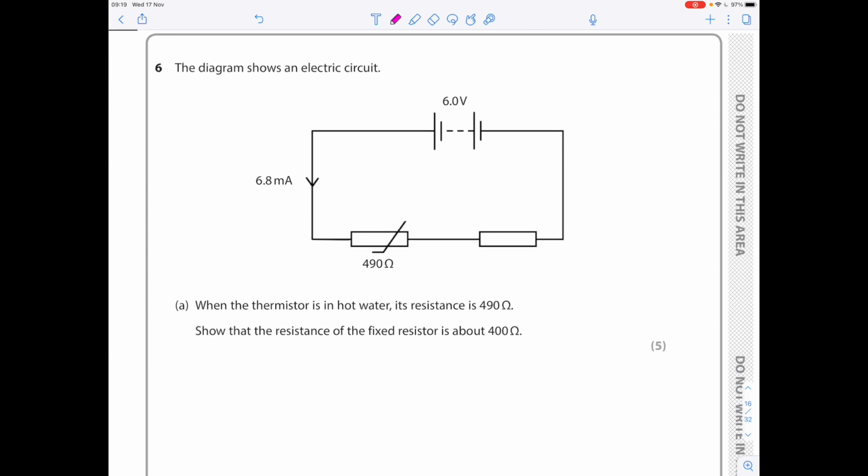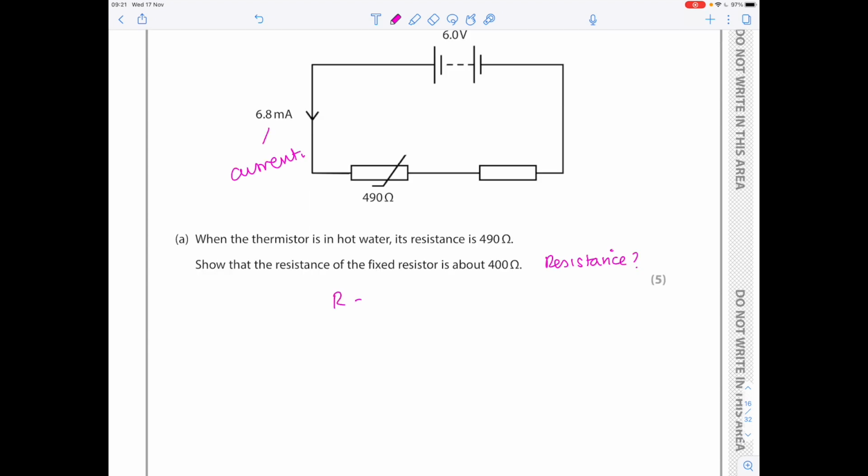The diagram shows an electric circuit. When the thermistor is in hot water, its resistance is 490 ohms. Show that the resistance of the fixed resistor is about 400 ohms. So we know we've got to find resistance, which is voltage divided by current. Notice it's a series circuit, which means that these two components' resistance will add up to the total resistance of the circuit. So what we're going to do is find out the total resistance and then minus the thermistor's resistance to find this component's resistance.